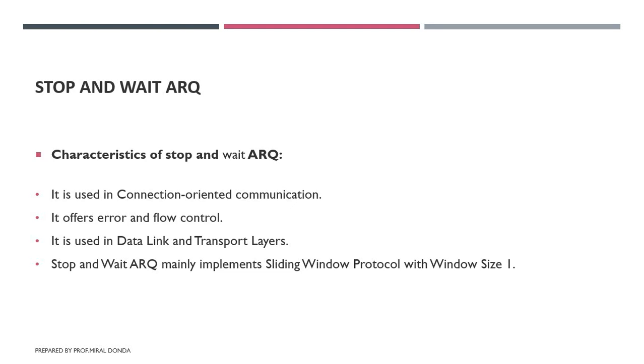Stop and wait ARQ mainly implements the sliding window protocol with window size 1. So we can say that this is a combination of stop and wait and sliding window protocol. In the sliding window protocol, we can send multiple packets at the same time, while in the stop and wait protocol we can send one packet at a time. So in stop and wait ARQ, we can slide frames with window size 1. It has only one window and it can move only one frame at a time. So this is called the stop and wait ARQ protocol with window size 1. Also we can say that it is a sliding window protocol with window size 1.